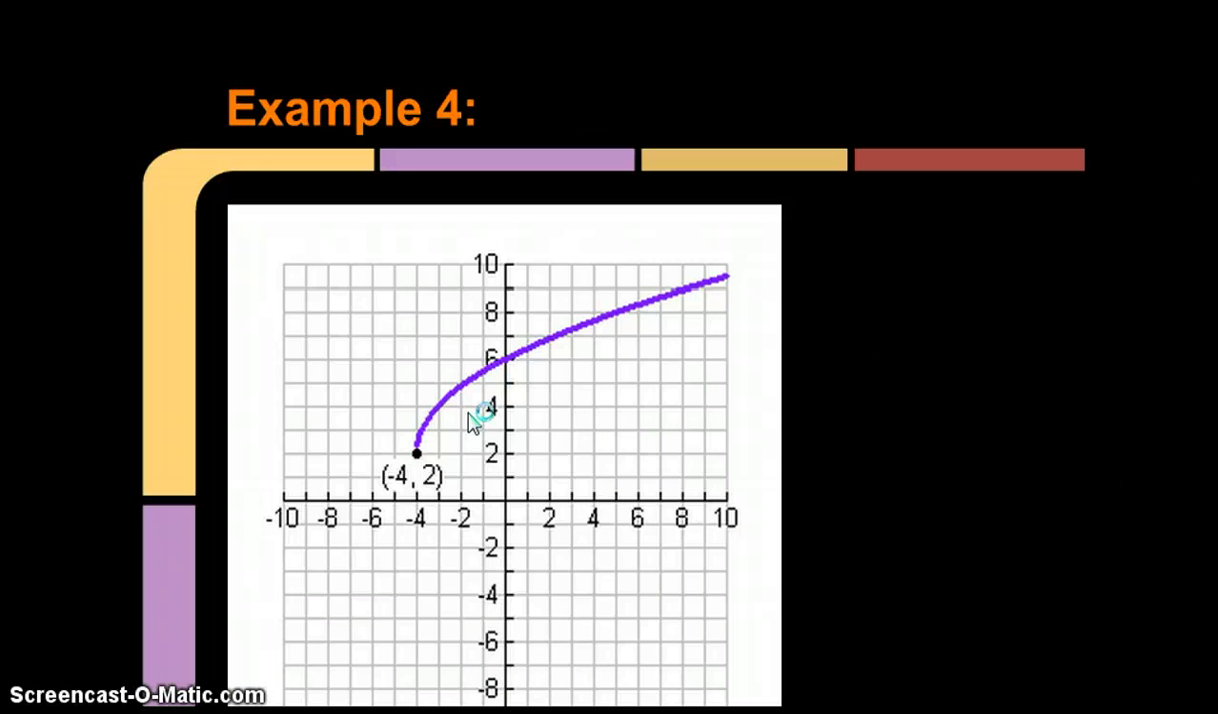Example number 4 is just a little bit harder. We see that there is a point on the graph at -4 and 2. Remember that open circles mean that it is not included in the answer, and closed circles mean that they are included. So, with that we can see that -4 would be included on the graph. We can then conclude that the domain for this graph would be any number greater than or equal to -4.